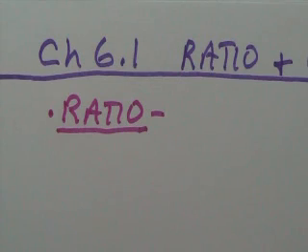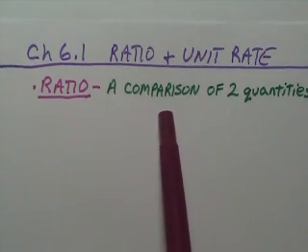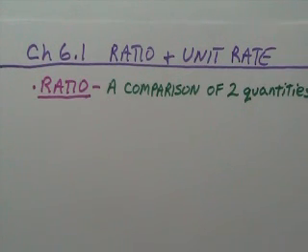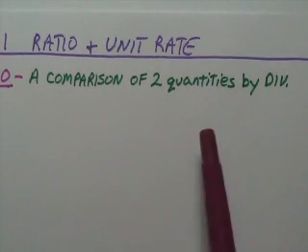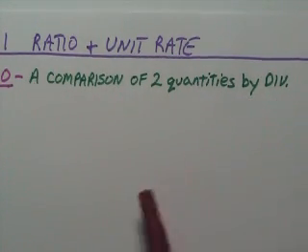The first one is the word ratio. What is ratio? It's a comparison. A comparison of two quantities by division. A comparison of two quantities by division.